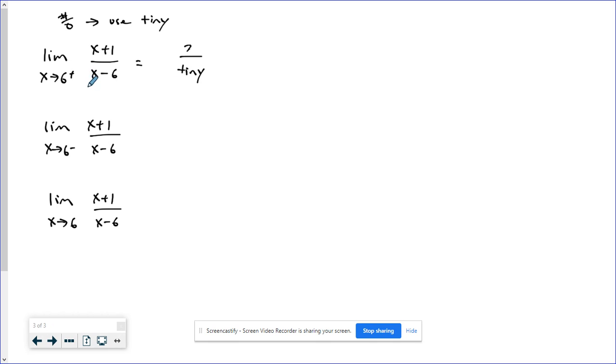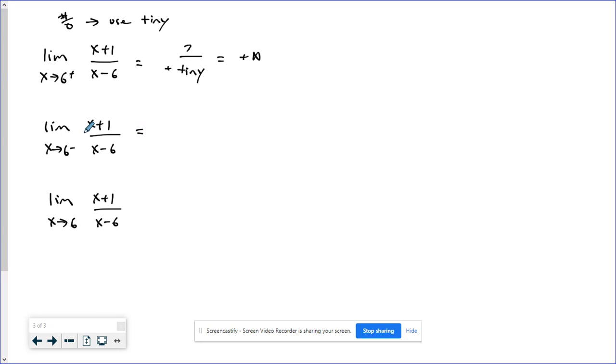Well, if I'm going to 6 from the right, pick a number to the right of 6, all right? 7. 7 minus 6 is positive, so good enough. Really, I should keep getting closer and closer to 6, but again, I told you it was linear, so we're good to go. So now what's 7 over a very small positive number? It's a very large positive number. So 7 over positive tiny can be interpreted as positive infinity.